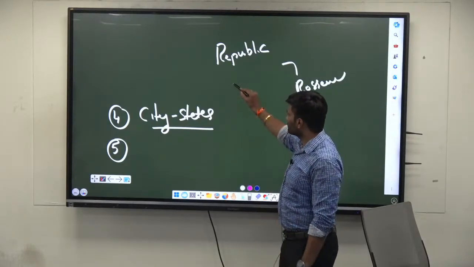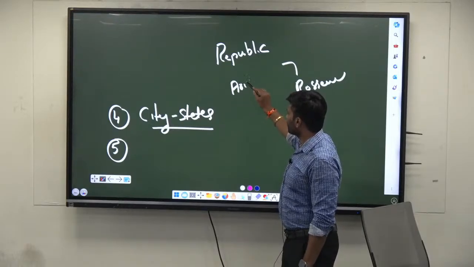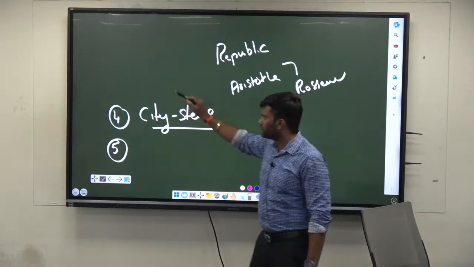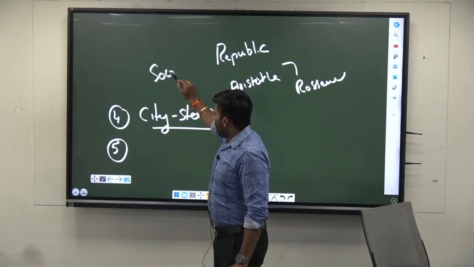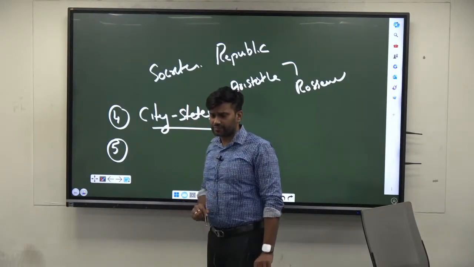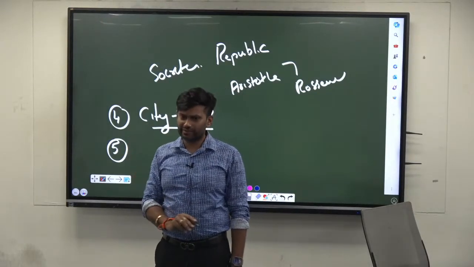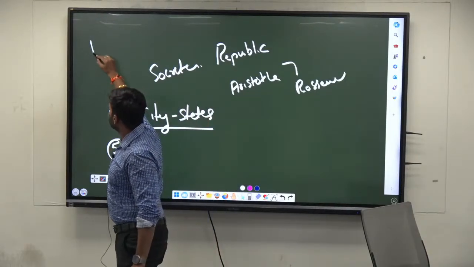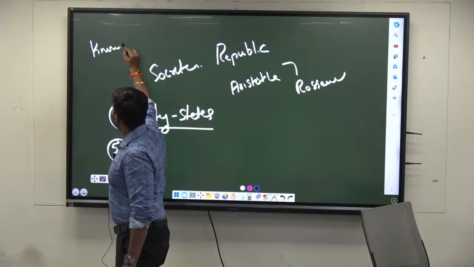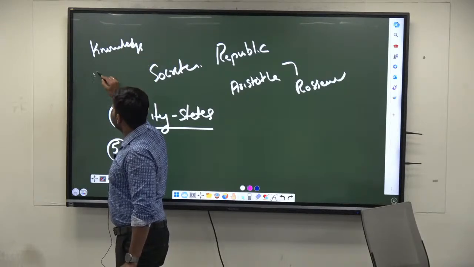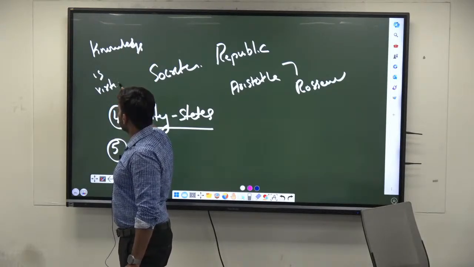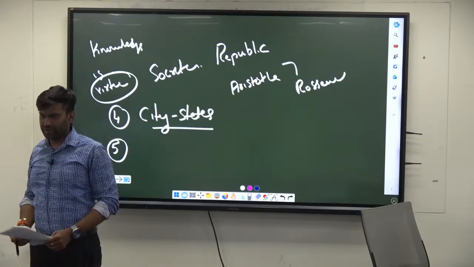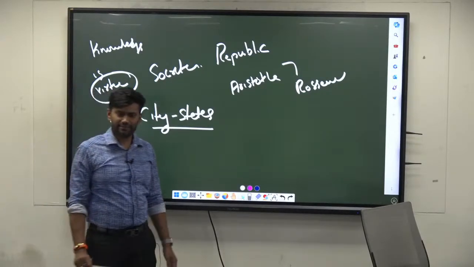Even Aristotle, he also gave a lot of importance to education. Even Socrates. Socrates said, knowledge is virtue. What is the meaning of that? He said what? Knowledge is virtue. What do you mean by virtue? Having high moral standards. What do you mean by having high moral standards?